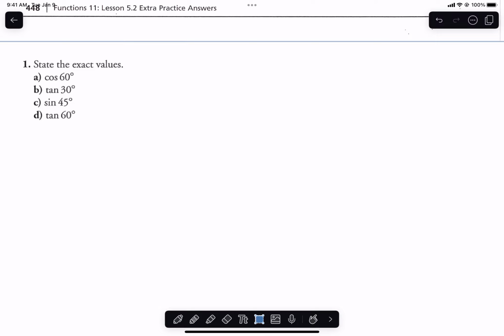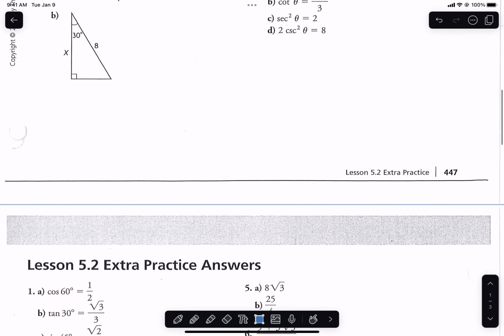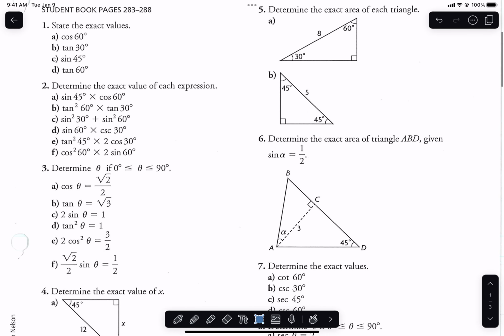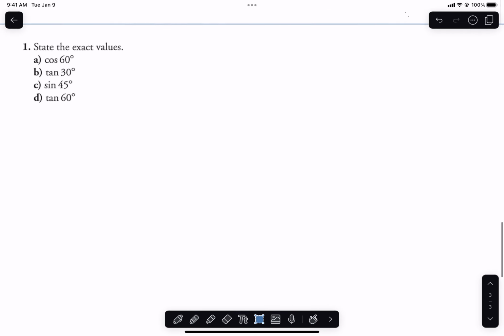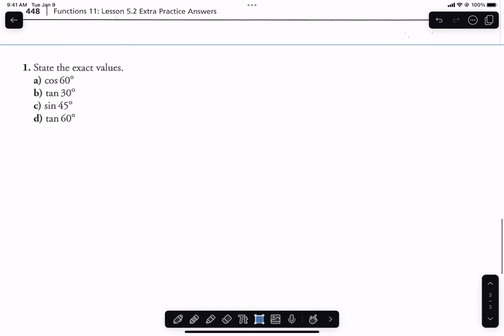Okay, so this is just some extra exact value practice, which you're going to be responsible for on the no calculator portion of the test, right? So this sheet here that I would have handed out is just an extra, it's from the actual teacher copy of the Nelson textbook. It's just some extra practice around exact values.